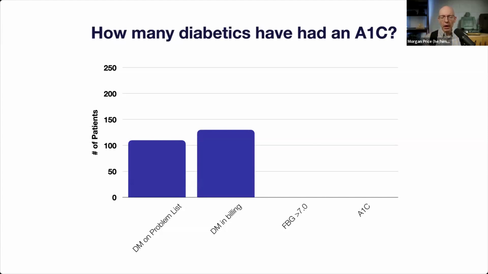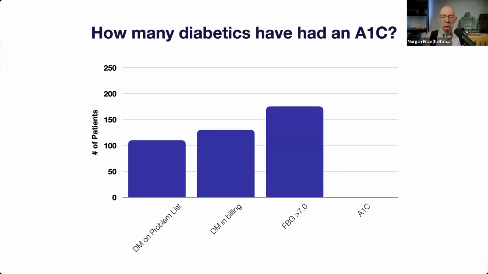And then to think about other ways. Well, what else would define diabetes? The diagnosis of me putting it on the problem list is one. Me billing for it is probably a second one. What about a fasting blood glucose of greater than 7, which at the time was the diagnostic definition? So using the lab standards and the fact that we ordered the test, could we figure out how many patients? And lo and behold, now we're getting up to about 170.